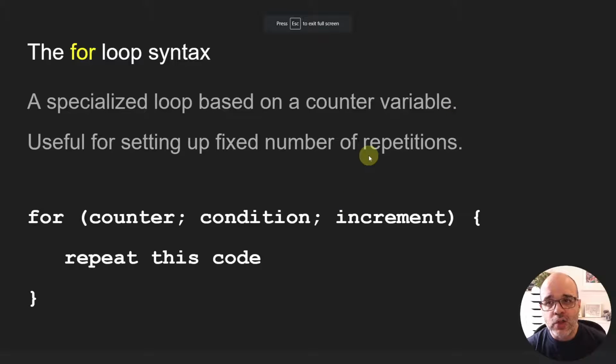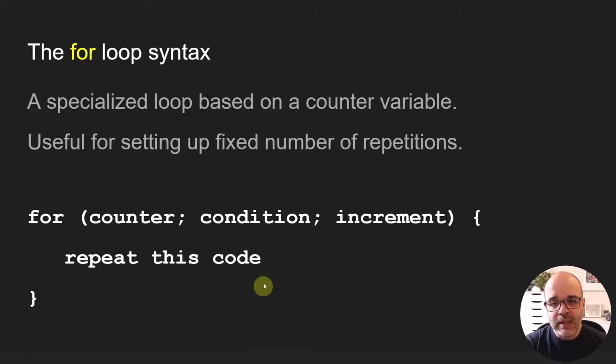The for loop basically exists as a specialized version of the while loop. It's based on the idea that you're going to have a variable that you use as a counter, and it's essentially a shortcut syntax to set up the kind of loop that we just set up with a while loop. It's useful primarily for setting up loops that have a fixed number of repetitions. As you'll come to learn as you program, this is actually the most common scenario.